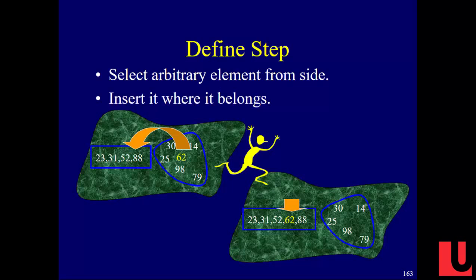Sorry, Professor, I'm still a bit confused. What exactly did you define as a loop invariant? Loop invariant is some of the numbers are sorted, and the rest of the numbers are not sorted. Okay. Right?